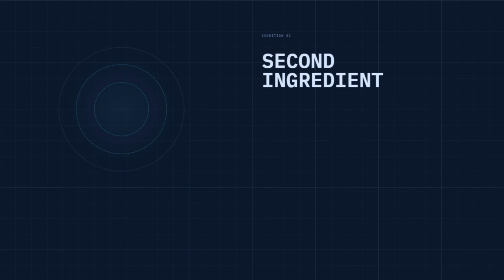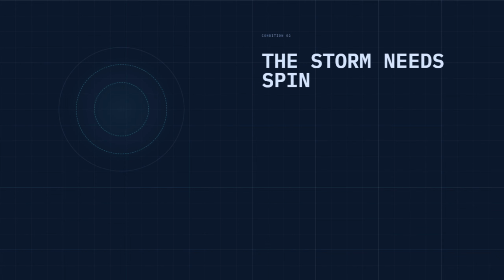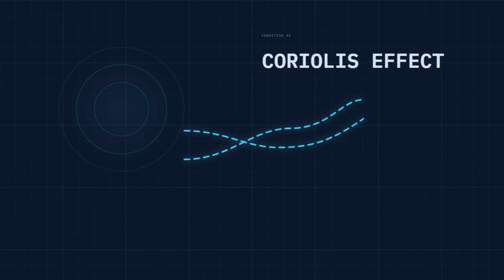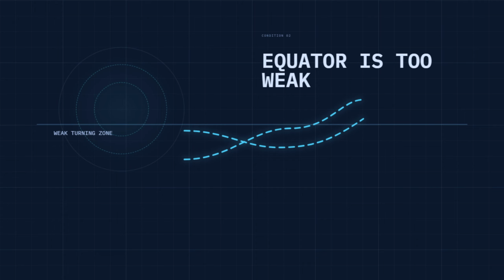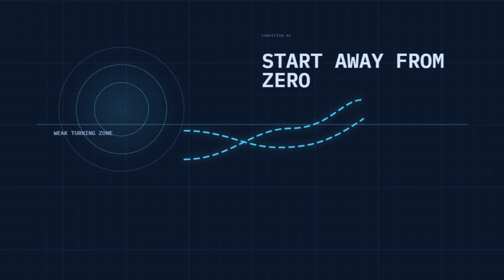Now add the second ingredient. The storm needs spin. That spin comes from the Coriolis effect. That is Earth's rotation bending moving air. Right near the equator, that bending is too weak. That is why typhoons almost never start exactly on the equator.